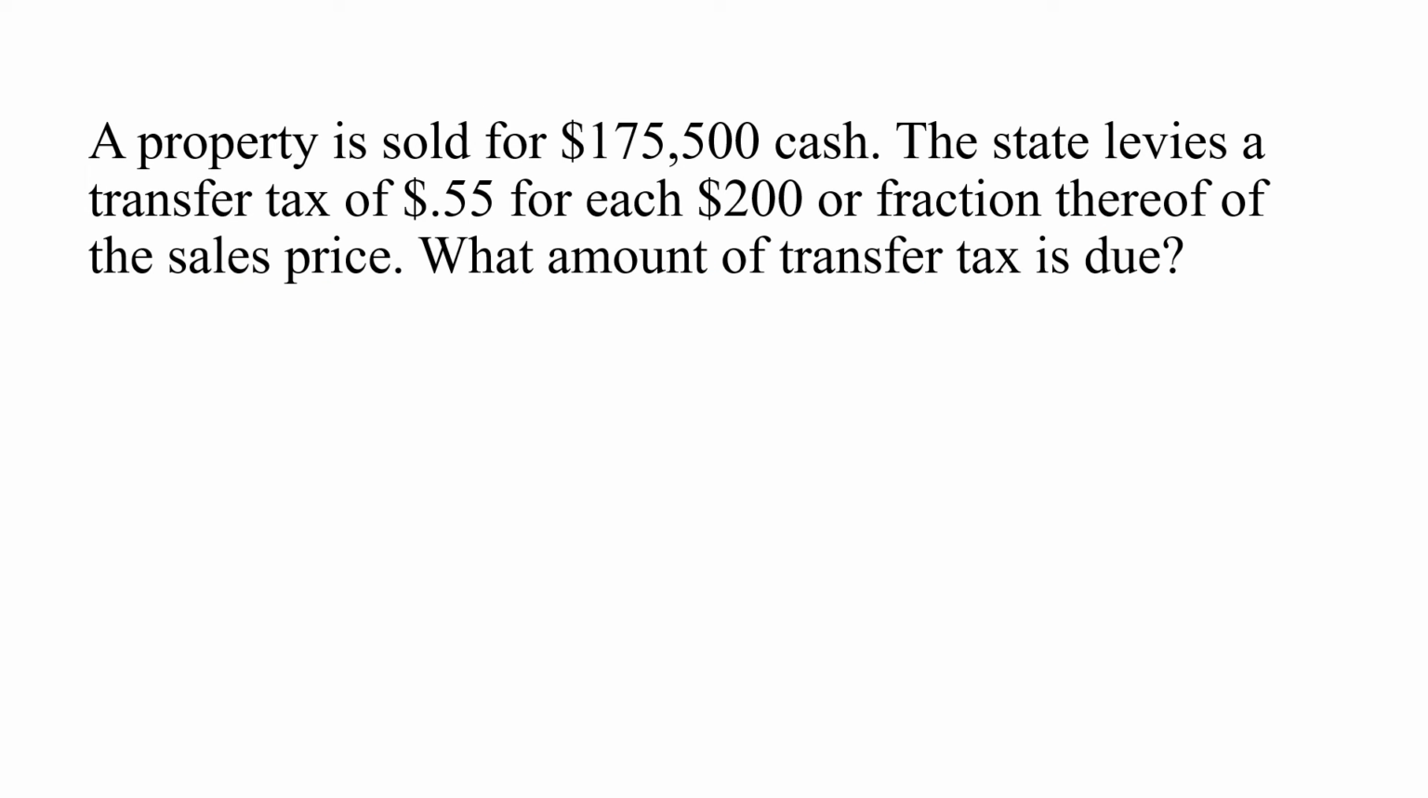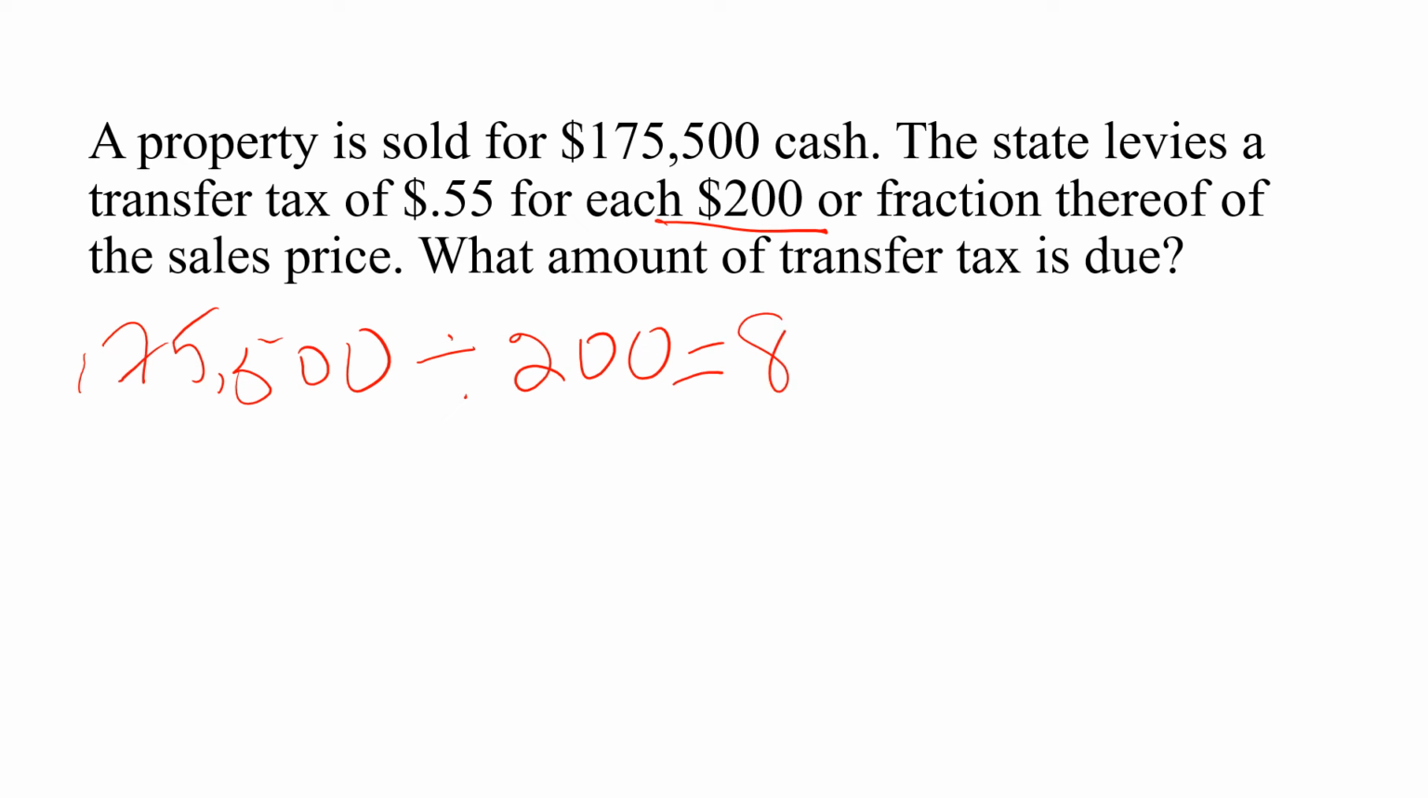Property is sold for $175,500 cash. The state levies a transfer tax of 55 cents for each $200 or fraction thereof the sales price. What amount of transfer tax is due? So 175,500 on each 200 and then that times 0.55 equals 483.